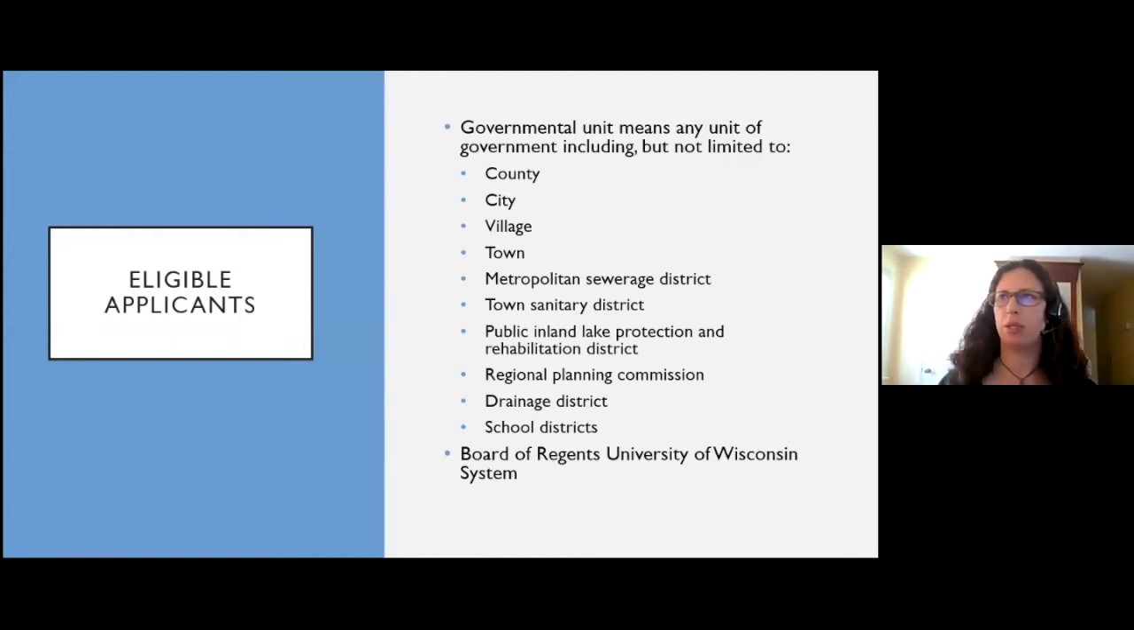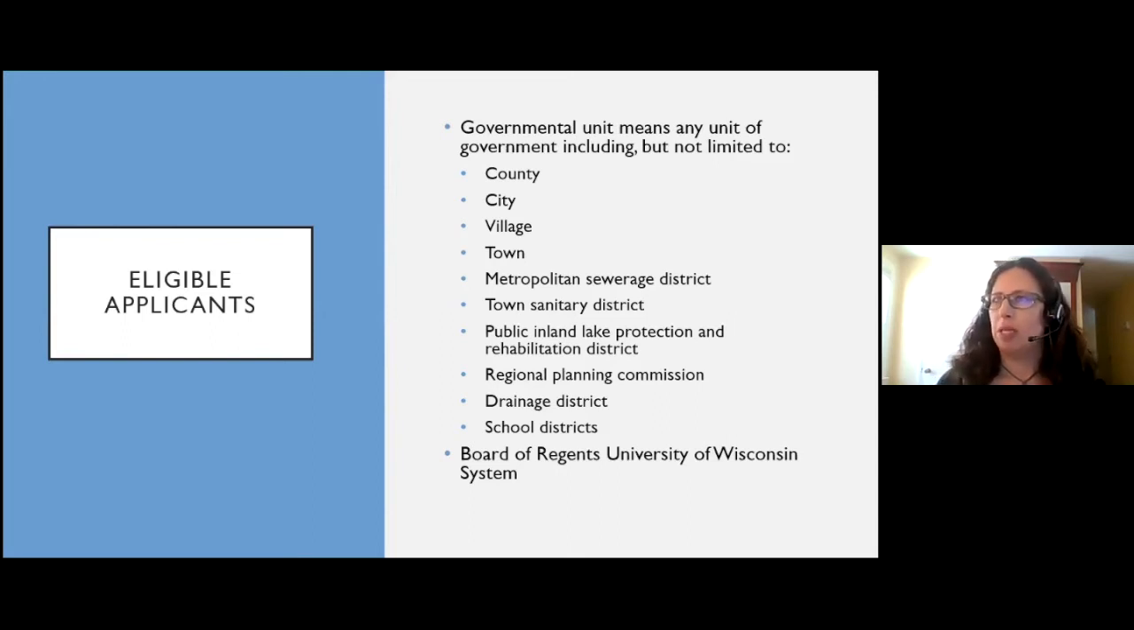As I mentioned earlier, 281.66 is the statute governing the Urban Planning Grant Program. It says the DNR can provide financial assistance to a governmental unit. DNR may also distribute a grant to the Board of Regents of the University of Wisconsin system if the campus meets certain conditions.